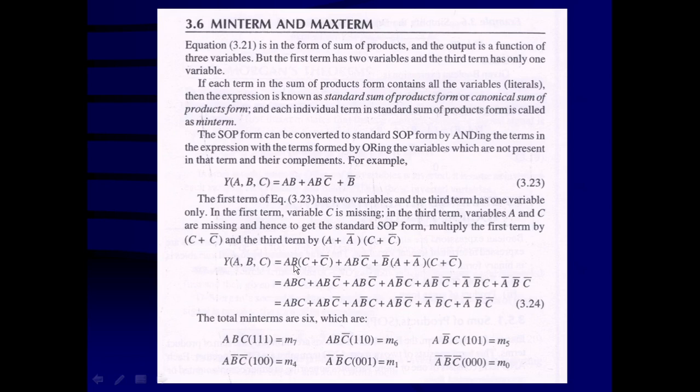The first term is going to be ABC. The second term will be ABC bar using the distributive law. So this can be converted into ABC or ABC bar. This term is a single term, ABC bar, as it is. Here it is going to be multiplied using the distributive law. A, B bar, C is going to be the first term. A, B bar, C bar is going to be the next term. Then A bar, B bar, C will be the next term, and A bar, B bar, C bar is going to be the last term.